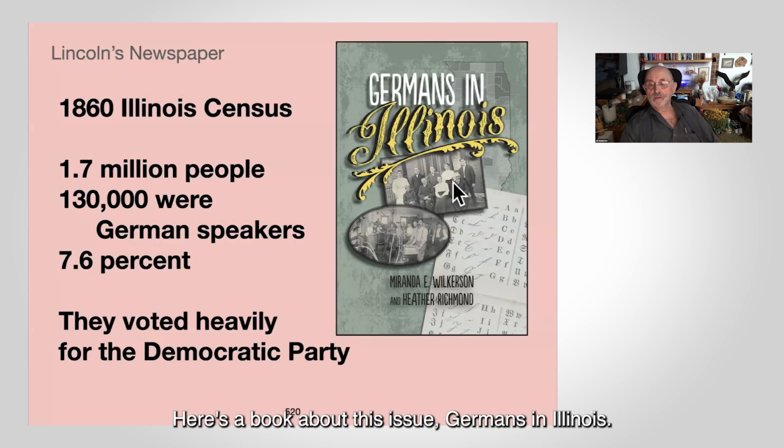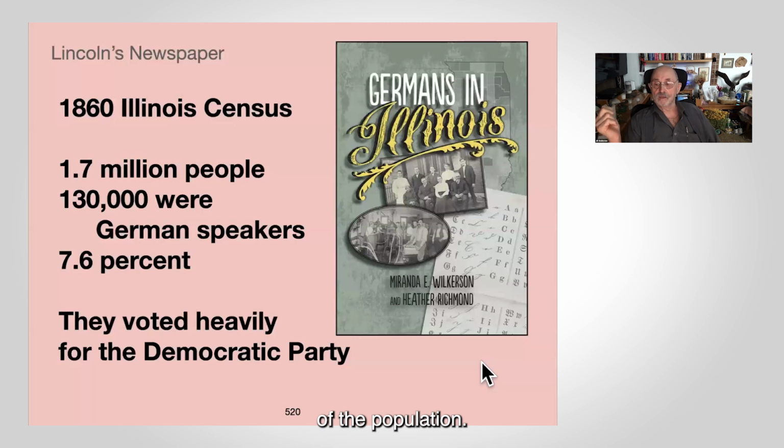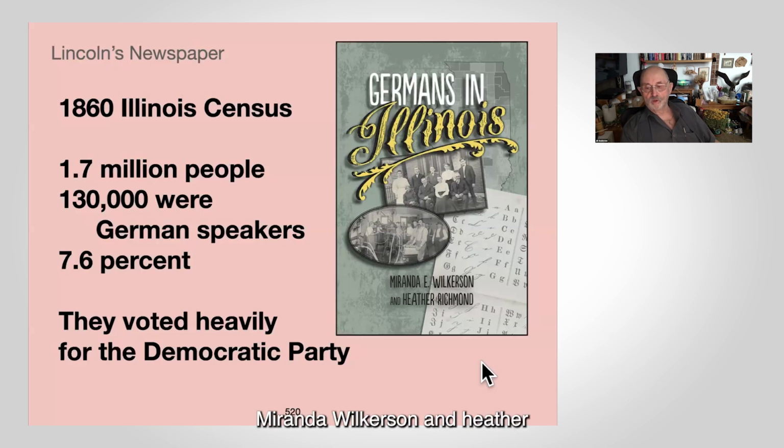Here's a book about this issue, Germans in Illinois, and the fact that a reasonable number of people, 7.6% of the population, could easily swing an election. And this book is by Miranda Wilkerson and Heather Richmond.